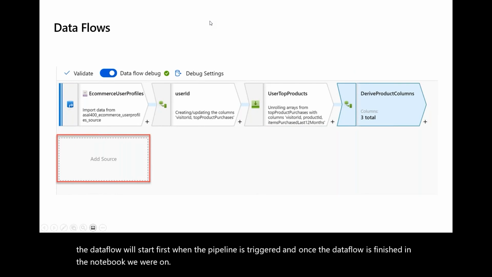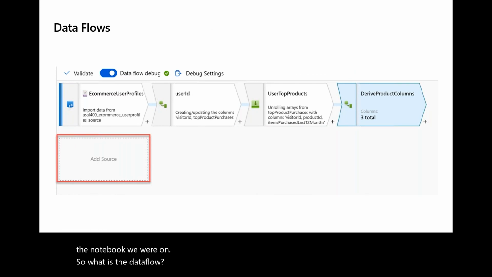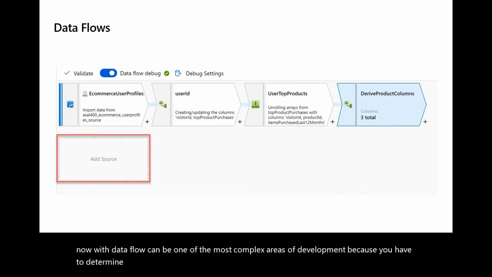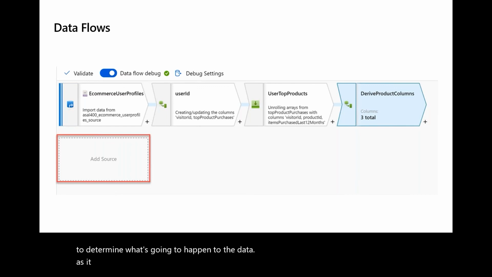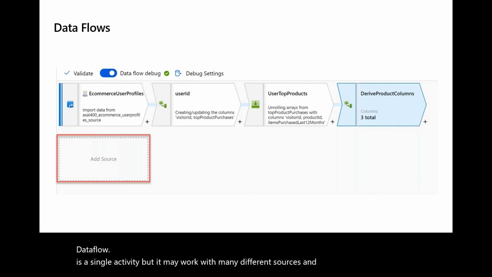So what is a data flow? Now, a data flow can be one of the most complex areas of development, because you have to determine what's going to happen to the data as it flows through this single activity. Now, a data flow is a single activity, but it may work with many different sources and create many destinations.